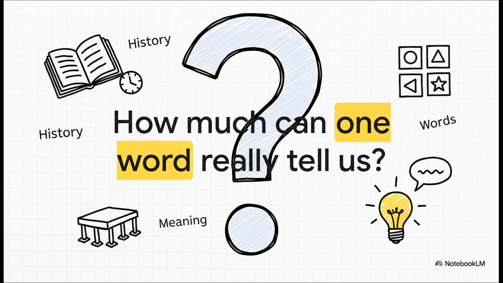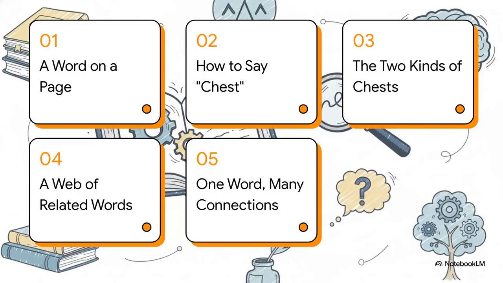How much can one word really tell us? I mean, it's just 4 letters, right? But you might be shocked at how much history, structure, and, well, meaning is packed inside. So here's our game plan. First, we'll look at the word just as it appears on the page. Then, we'll get into how to actually say it. After that, we'll dig into its 2 main meanings, explore all the words that are related to it, and then finally, we'll see how it fits into the bigger picture.